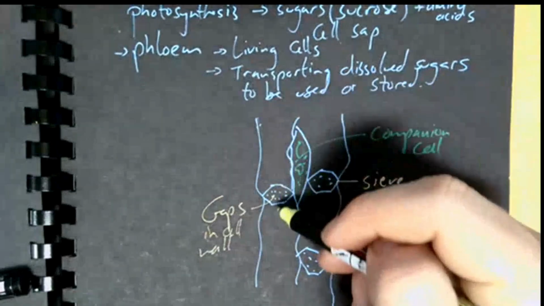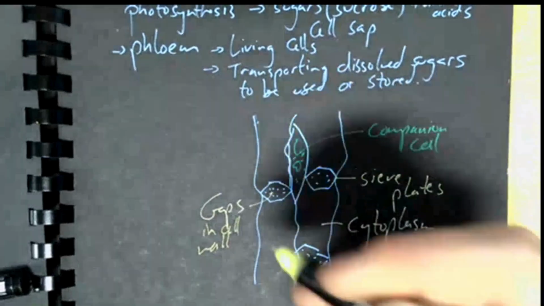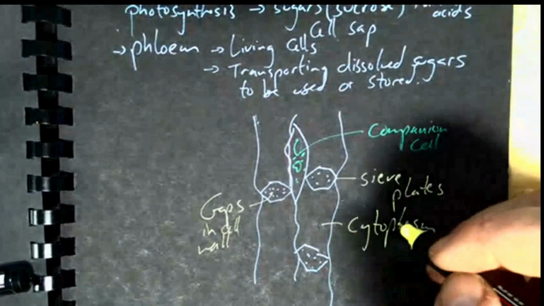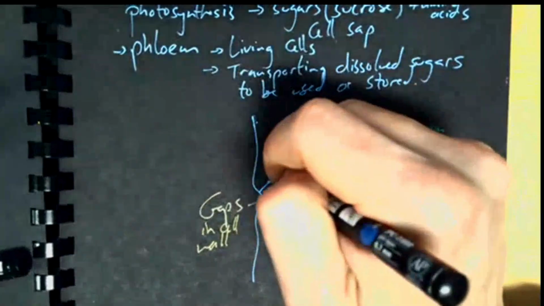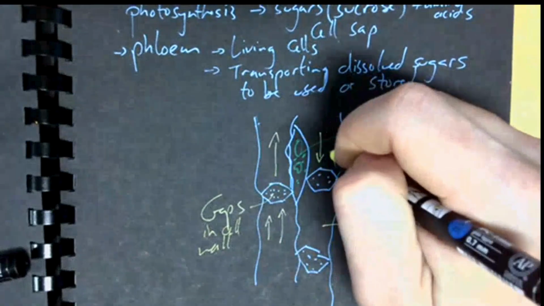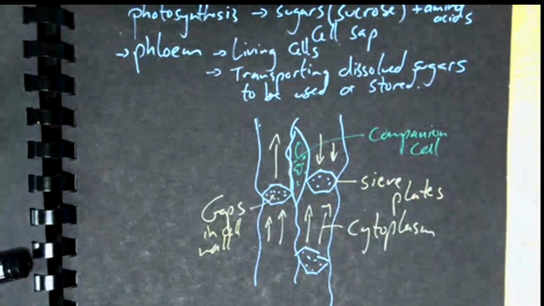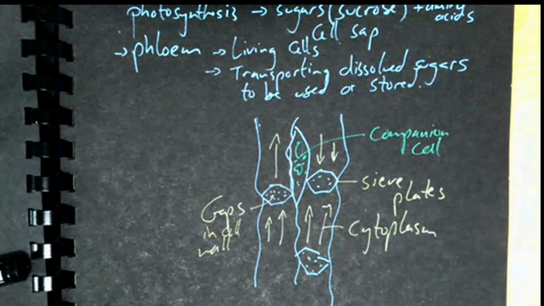This is one cell stacked on top of another cell. We've got this sieve plate with some gaps in, and that is what is going to allow our sucrose and amino acids. And maybe on this side, they're all traveling up this way. But on this one, they're going in a couple of directions, heading to some cells here, heading to some cells here. And so you've got movement in different directions.